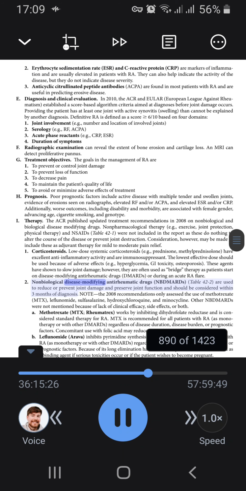Non-biological disease-modifying anti-rheumatic drugs, NBDMARDs, Table 40-2, are used to reduce or prevent joint damage and preserve joint function, and should be considered within 3 months of diagnosis. Note: the 2008 recommendations only assess the use of methotrexate, MTX, leflunomide, sulfasalazine, hydroxychloroquine, and minocycline. Other NBDMARDs were not mentioned because of lack of clinical efficacy, side effects, or both.